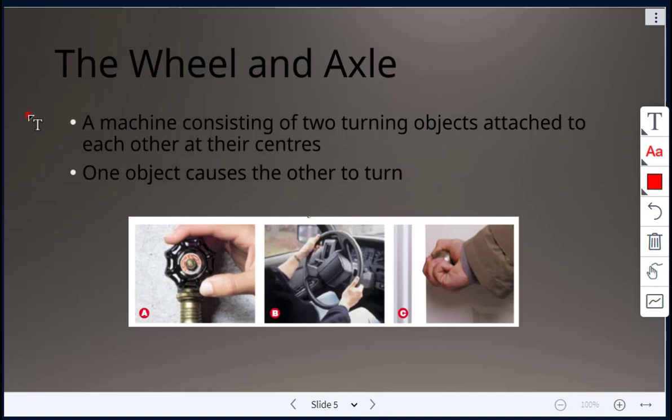Here are some more examples of the wheel and axle. It's a machine consisting of two turning objects attached to each other at their centers. So one object causes the other to turn. Like a doorknob, a steering wheel, here we have a gauge.